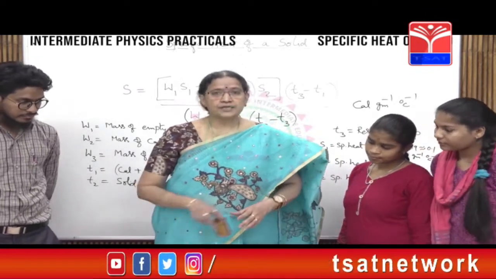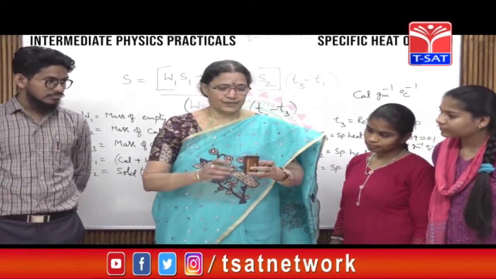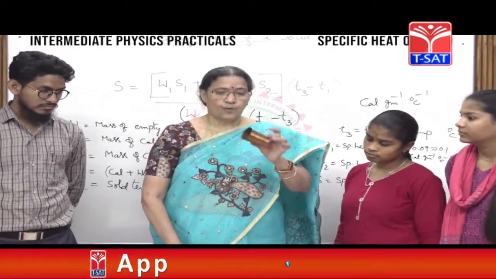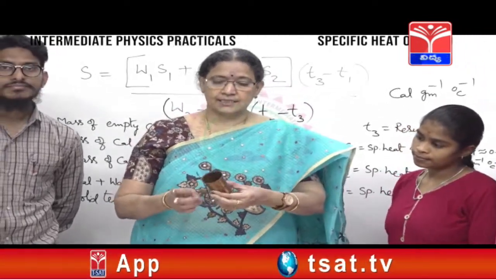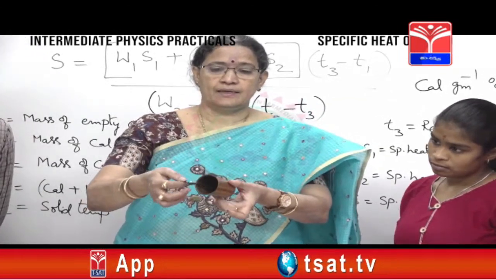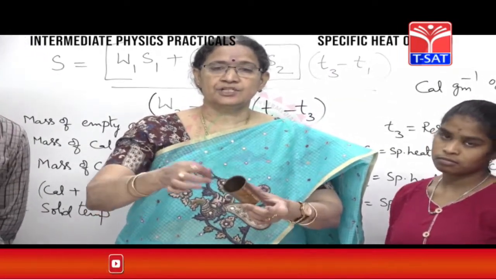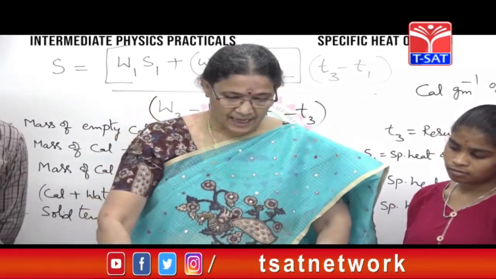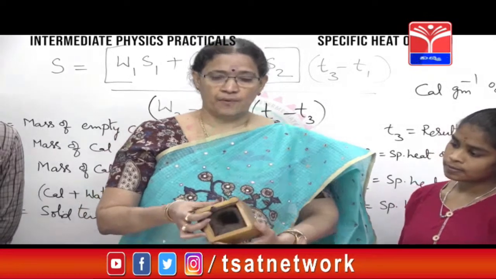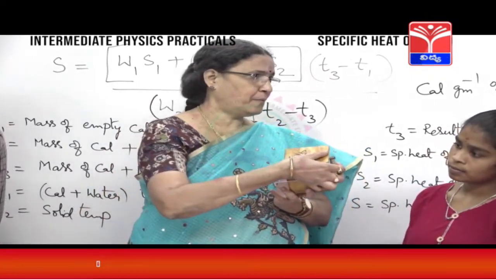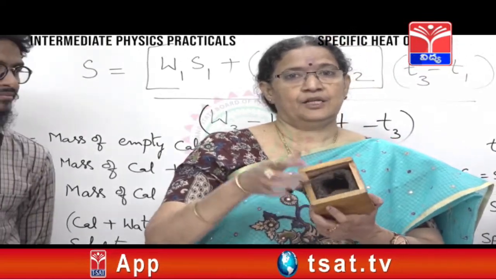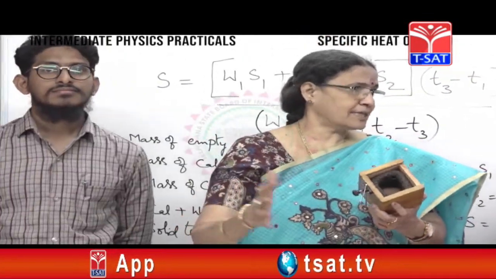So this we are going to determine with the help of this calorimeter. This is made up of copper. This is called the stirrer, to stir the contents of the copper calorimeter. And this is just a wooden box stuffed with a bad conductor, because we said that no heat should be given to the surroundings.